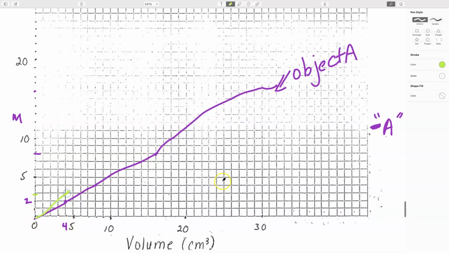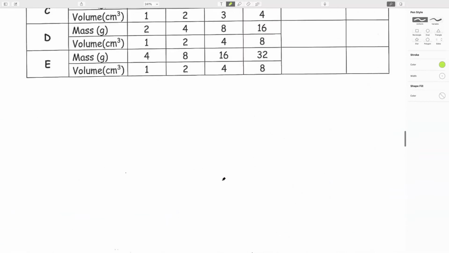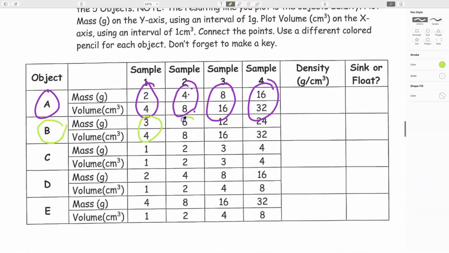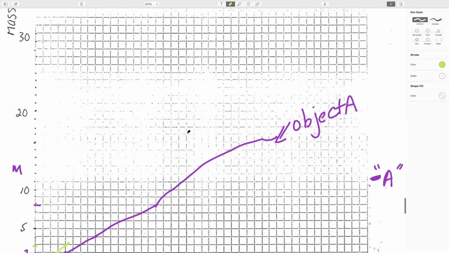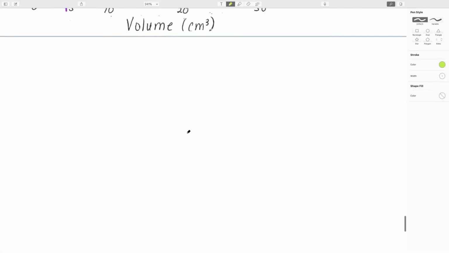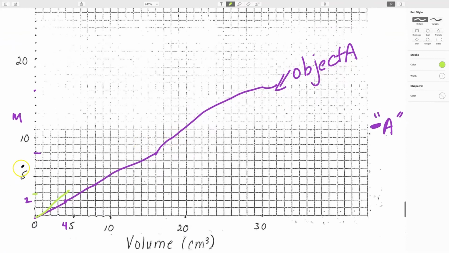I'm going to connect. And then I go back, and now I'm going to be plotting these, 6 and 8. So go down, a mass of 6. Oops, sorry. Back up again. A mass of 6 and a volume of 8. Come on up. There's my second plotted point.